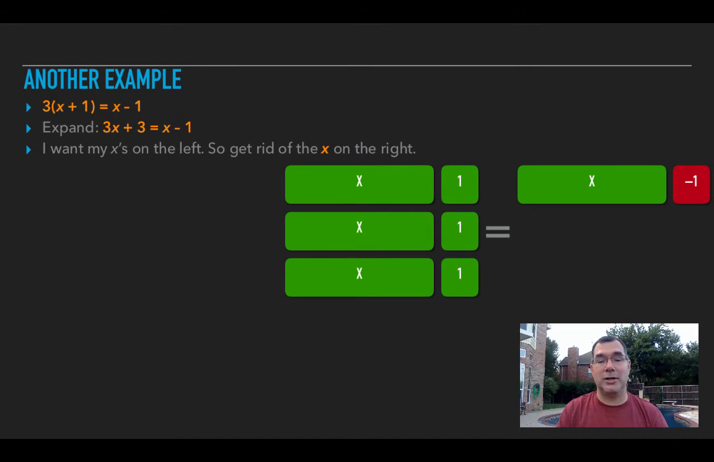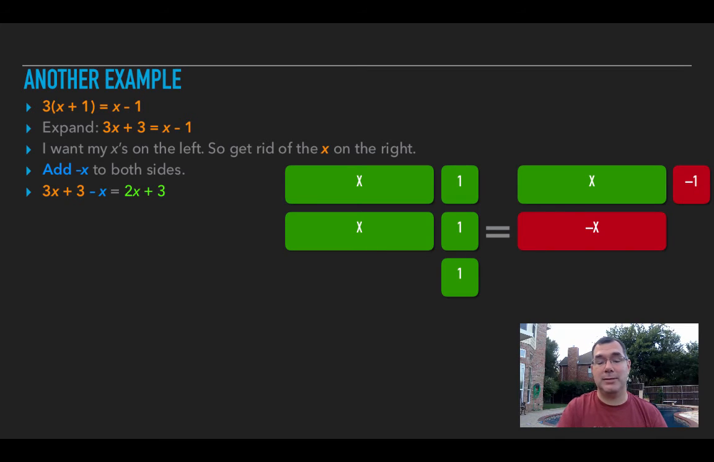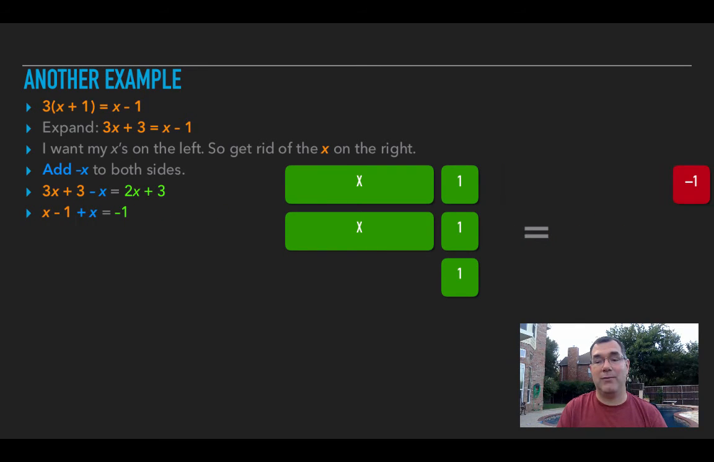So I want my x's on the left because there's more of them over there. So I need to get rid of the x on the right. So what I will do is I will add negative x. I could have just as easily subtracted x. It's the same thing, and you would have gotten to the same place. So I will have 2 x's plus still those 3 1's on the left, and I will have a negative 1 on the right. That's all that's left over there. So I have 2x plus 3 equals negative 1.